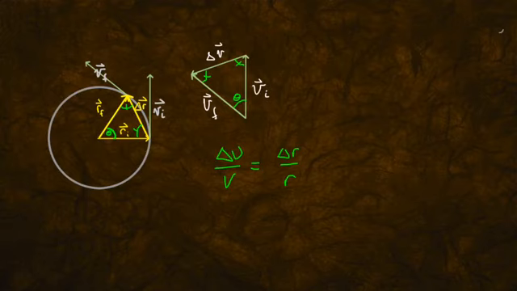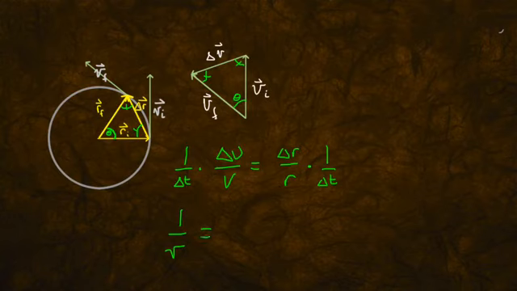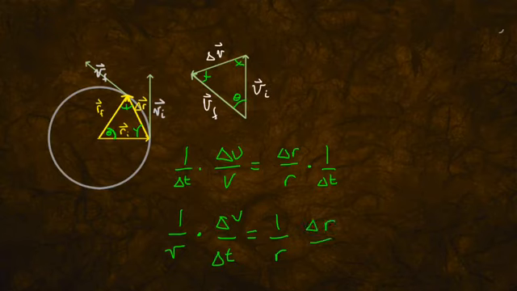I'm going to do a little manipulation. I'm going to multiply both of these by 1 over delta T, because I can do whatever I want as long as I do it to both sides. You with me here? And then I'm going to rearrange this a little bit, and I'm going to get 1 over V times delta V over delta T is going to equal 1 over R, delta R over delta T. You with me there?